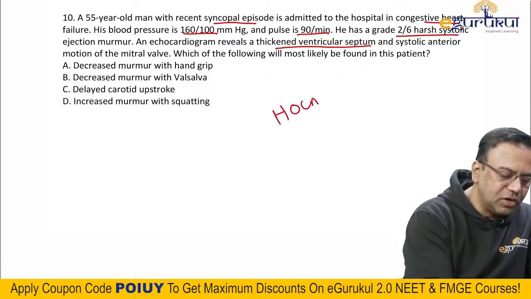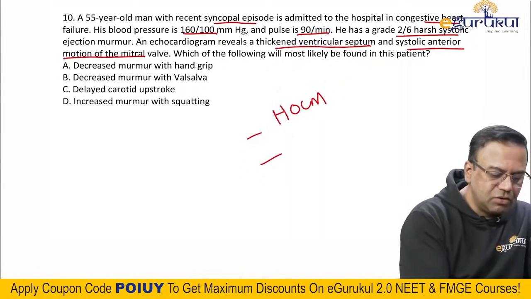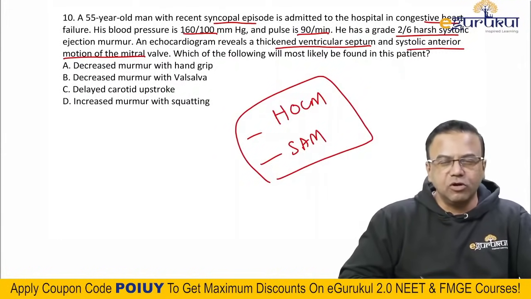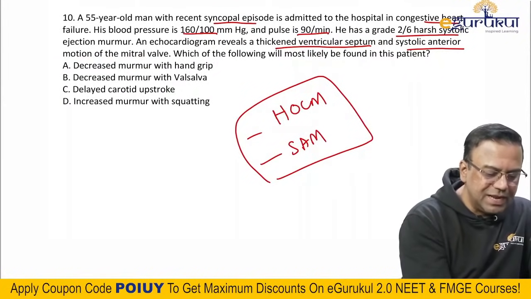One more major clue of HOCM is what is known as SAM. Okay, what is SAM? This patient is going to have systolic anterior motion of mitral valve. This is a very classical finding seen in patients with hypertrophic obstructive cardiomyopathy. Okay, systolic anterior motion of mitral valve. Which of the following is likely to be found in this patient?